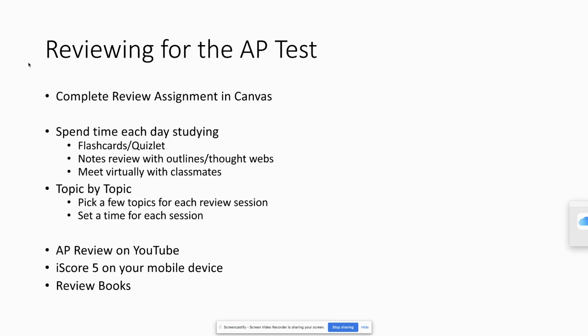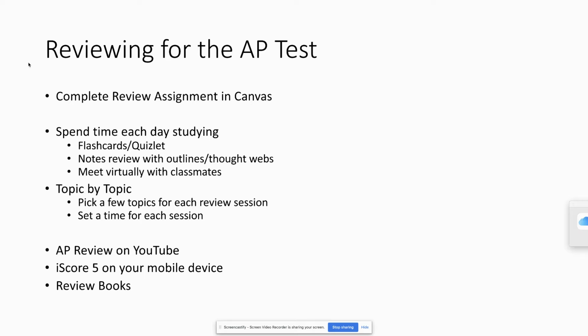It's always been that way. So spend time each day. Use flashcards or Quizlet for your vocabulary. Go through your notes and review, create new outlines, make thought webs, do something active while you review your notes. And in these days and times, you can meet virtually with some classmates, FaceTime, use Zoom, Google Hangouts, whatever you want to do. But make sure you organize your study time.